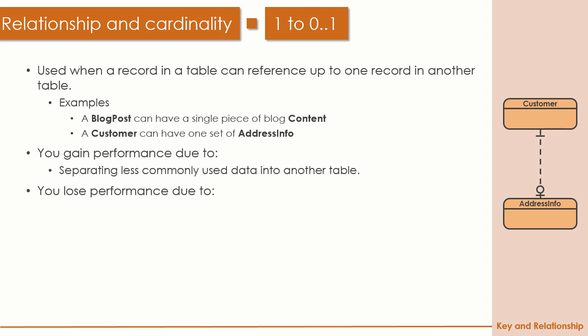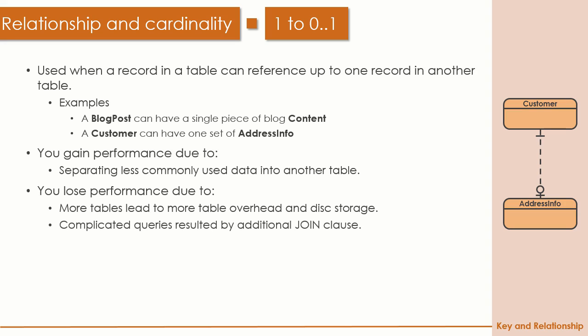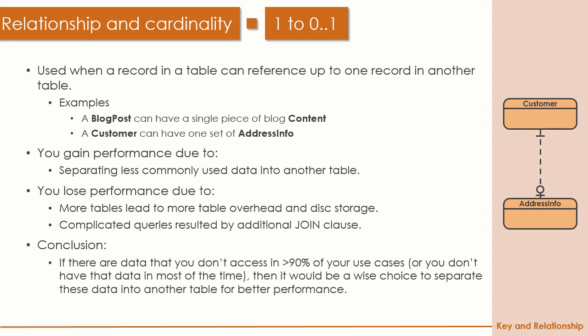On the other side, you lose performance because you need more storage space to store the structure of the table if you have data, and the query is more complicated. When you request the result, you need to join two tables together to return both the customer and the address to you. The conclusion is, if you don't want to read the referencing table record, in most cases, say more than 90%, then you can split it.